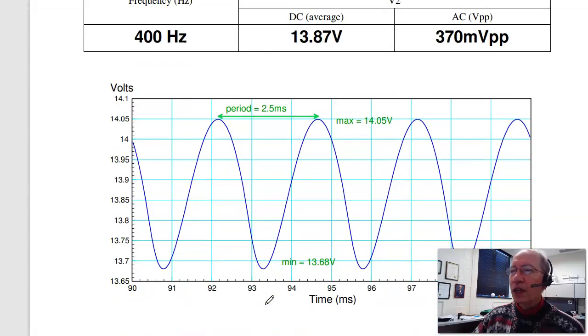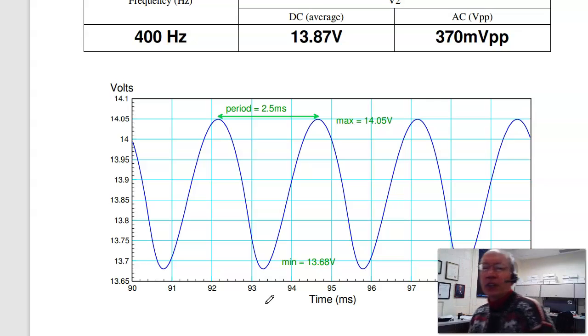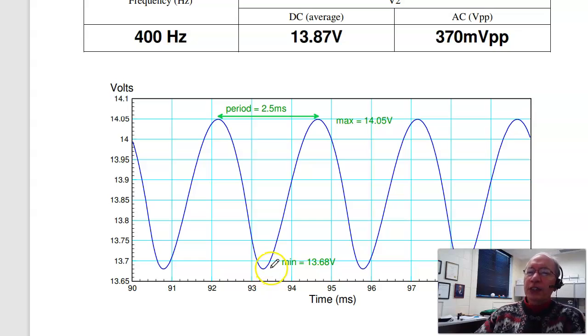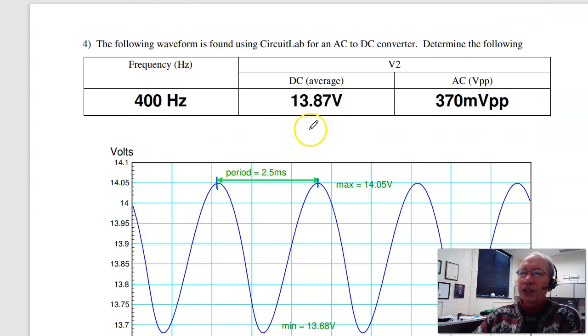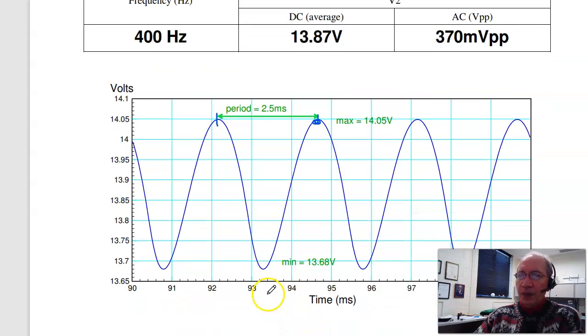Problem 4. If you saw this on the oscilloscope or in circuit lab, what's the DC voltage, AC voltage, and frequency? The frequency is 1 over the period. The period, peak to peak, is 2.5 milliseconds. 1 over that is 400 hertz. The maximum is about 14.04 volts. Minimum is about 13.68 volts.